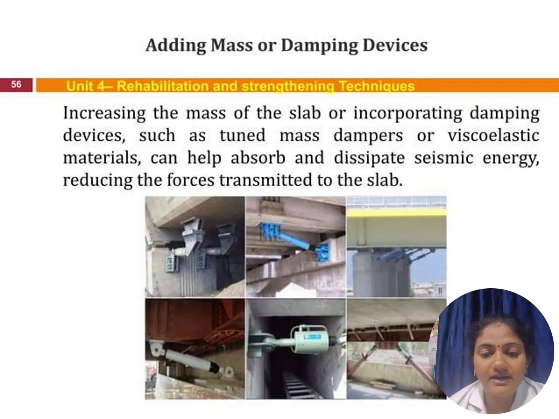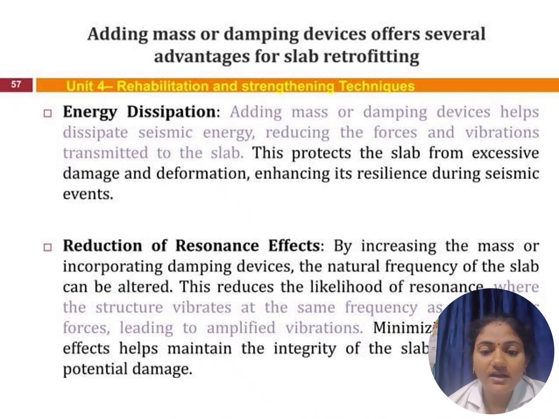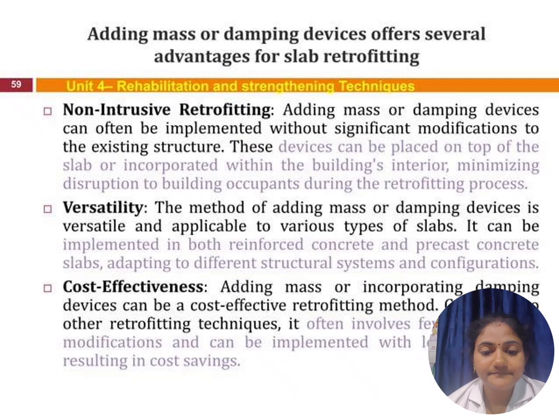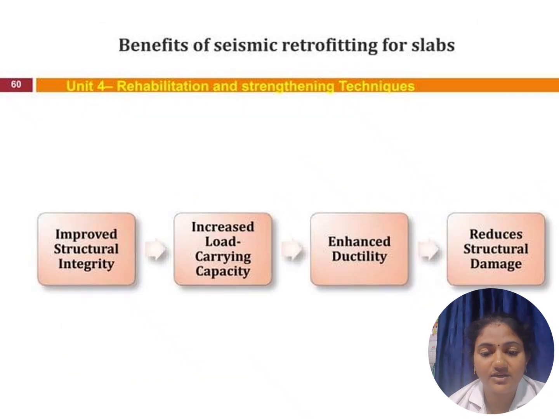And adding mass or damping devices helps to absorb and dissipate seismic energy and reduce the force transmitted to the slab. And here the elongation is made, the dissipation of energy occurs, and the seismic energy is reduced. And by using these, we have some advantages: energy dissipation, reduction of resonance effect, increased stability, improved seismic performance and tunability. And adding of mass and damping have high versatility and cost effectiveness. And by using this, we can increase the load carrying capacity and reduce the structural damage.